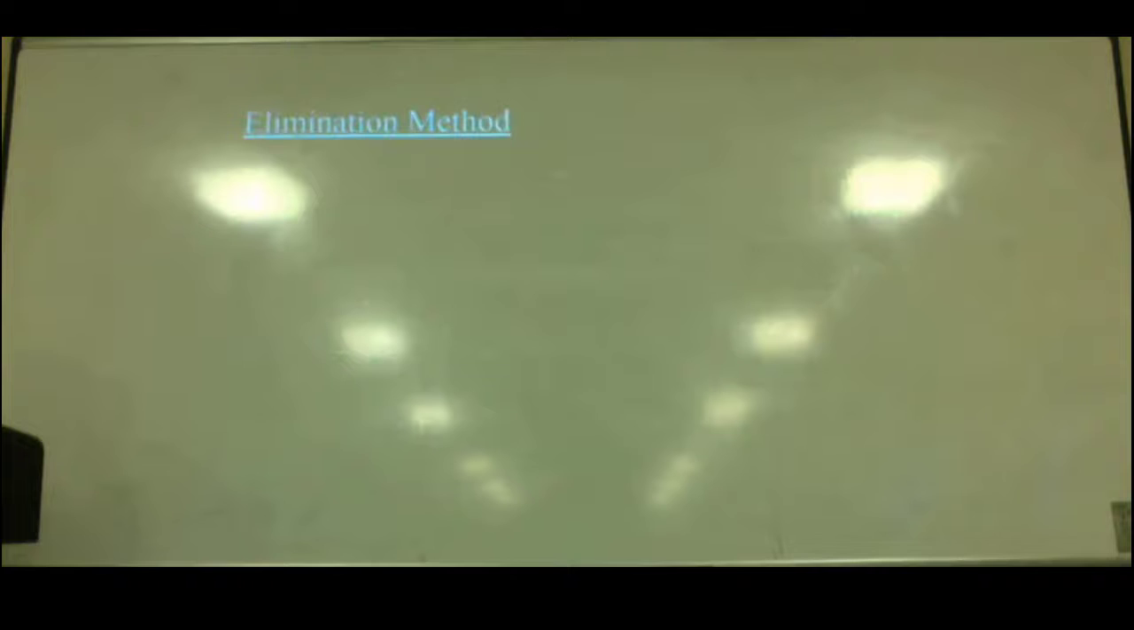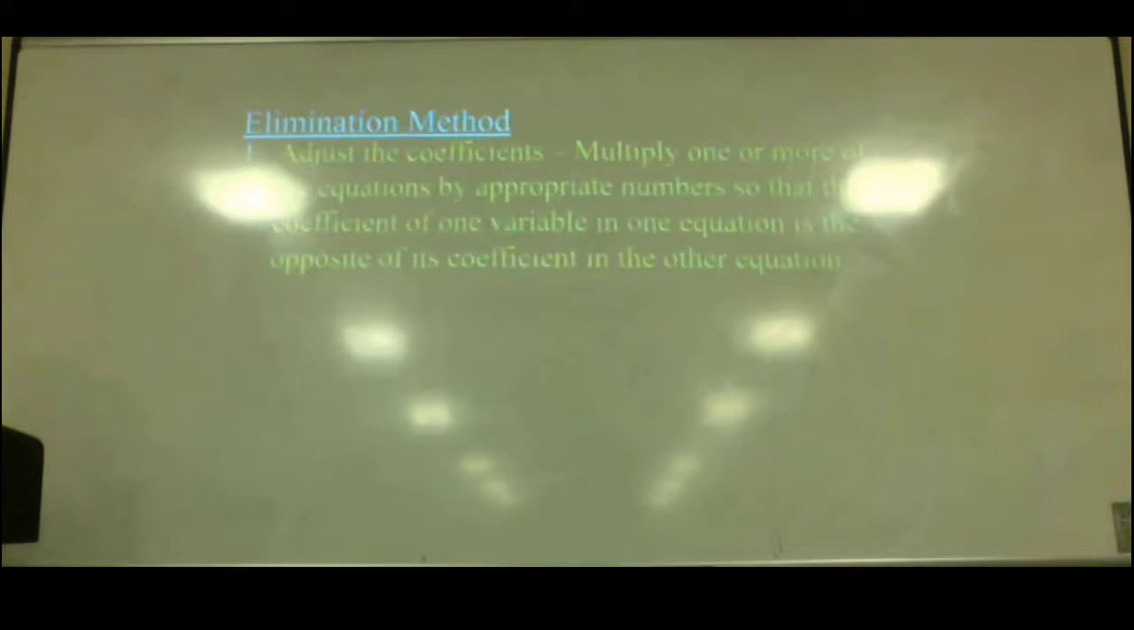Right. Let's go ahead and talk about the other method right away, and then we'll do some examples of each of these. The other method is what we call the elimination method. And in the elimination method, the first thing we do is we adjust the coefficients. Now, if you remember, the coefficients are the numbers in front of the variables.